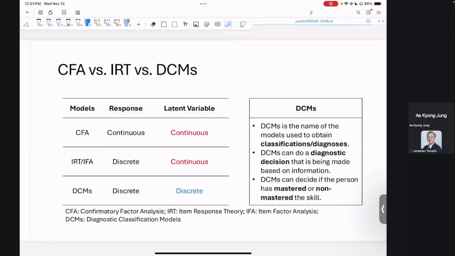So when we want to classify a student based on the latent variables, and when we want to decide that they have mastered some ability or not, some specific latent traits or not, then we want to use the DCM model, DCM.